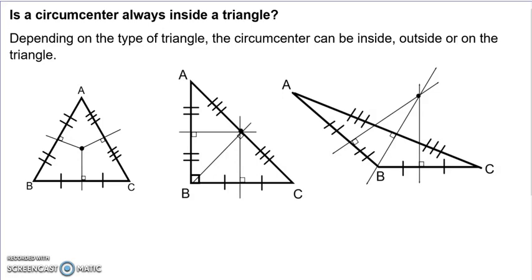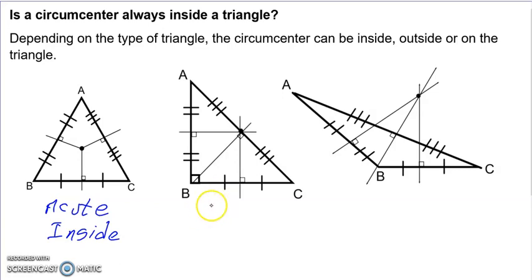So is a circumcenter always inside the triangle? The answer is no. Depending on the type of triangle, and you are going to need to know this for your test, so I would write this down and maybe study this. The circumcenter can be inside the triangle, outside of the triangle, or on the triangle. Notice this is an acute triangle. If the triangle is acute, the circumcenter is always inside.